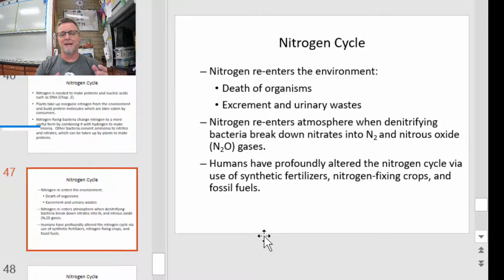Humans, man, we have profoundly altered the nitrogen cycle through the use of synthetic fertilizers, nitrogen-fixing crops, and again, fossil fuels. By throwing it out of whack, we've got larger and larger concentrations of nitrogen in the atmosphere in places where you have big cities, and it's a huge contributor to photochemical smog and that brown air that you tend to see lingering over those areas.